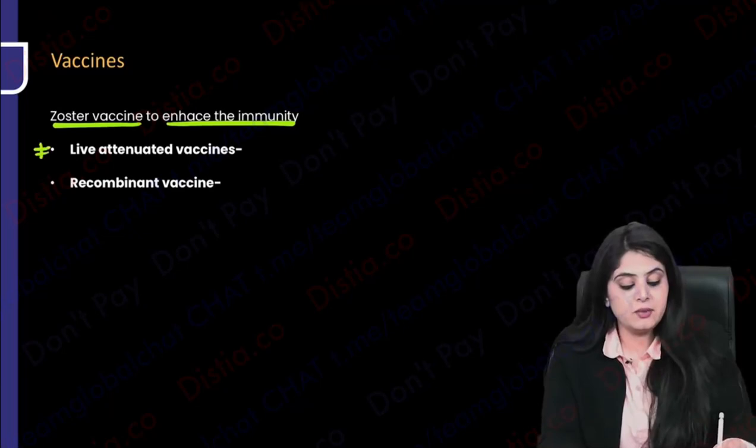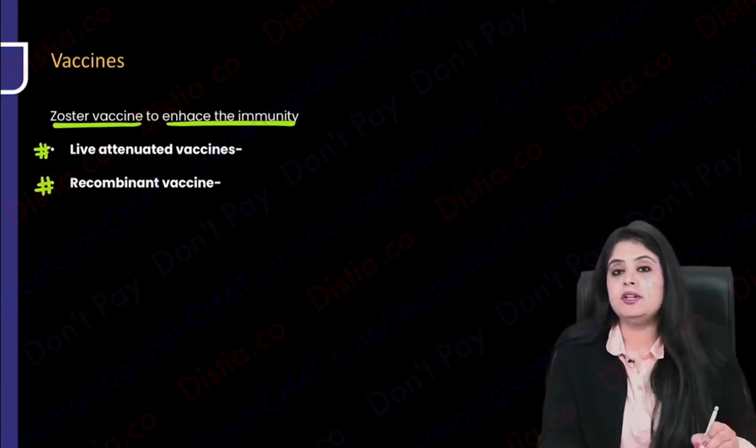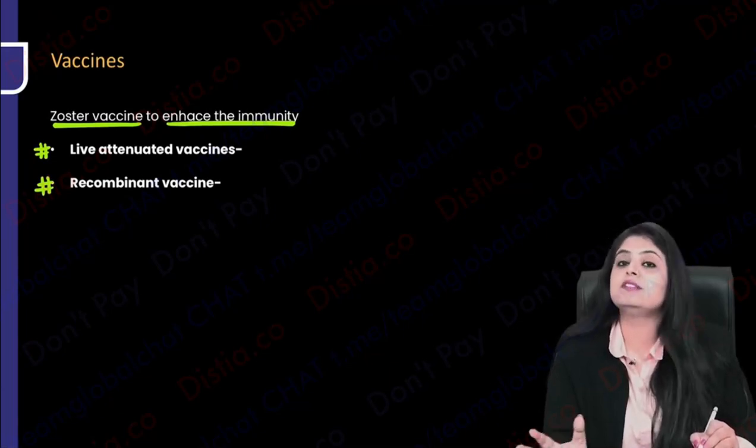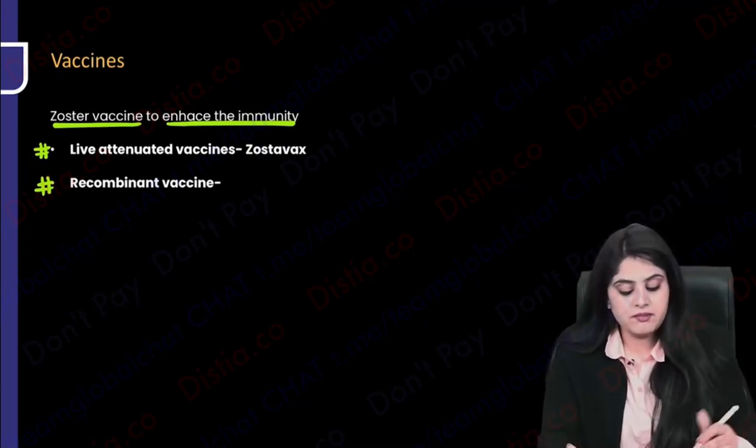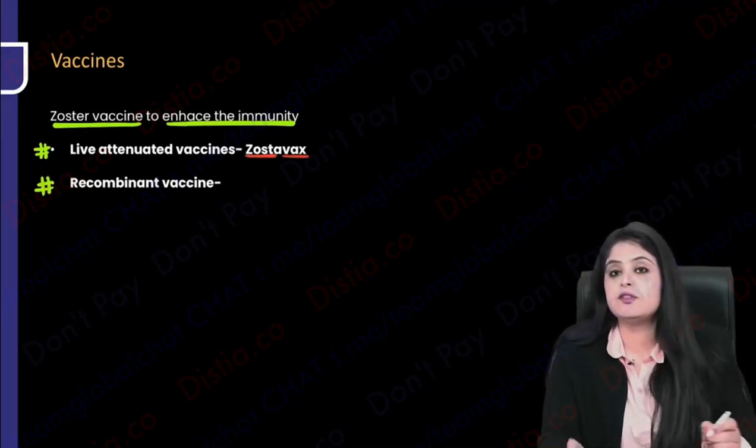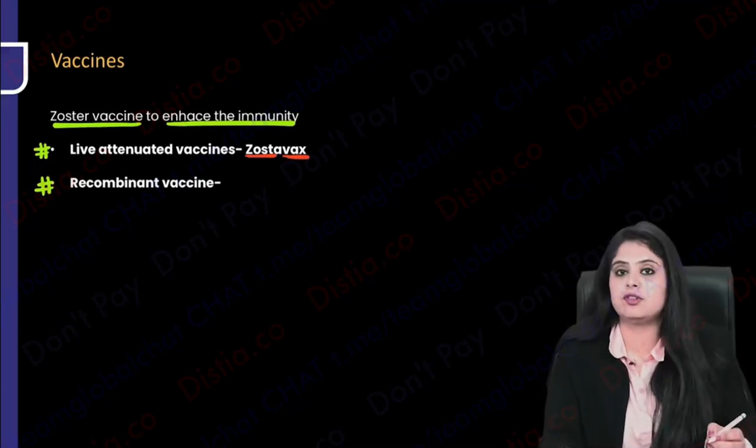One is a live attenuated vaccine. One is a recombinant vaccine. This is just for enhancing your immunity. That is, if you've had chickenpox once and you want to enhance that, after 50 years of age, they give it. So what is it going to be? One is known as, their names will only tell you, Zostavax. Zosta for zoster, Vax for vaccination, Zostavax.